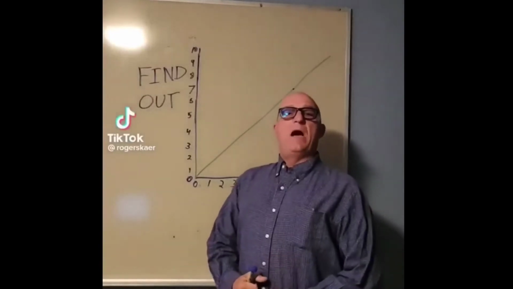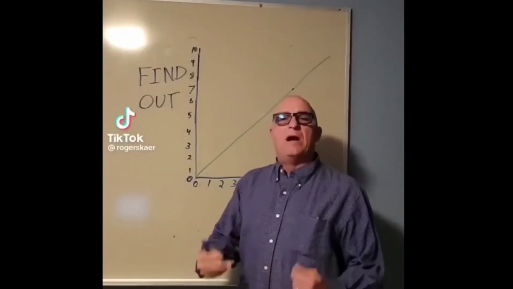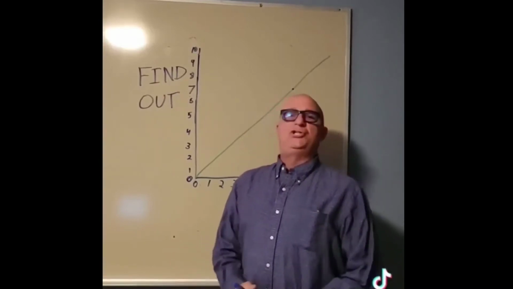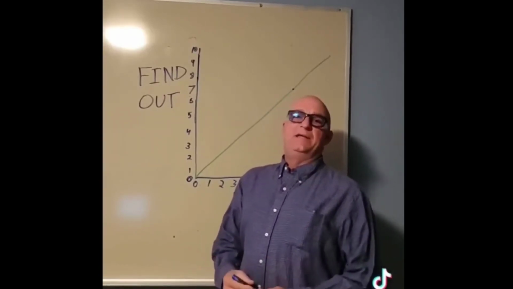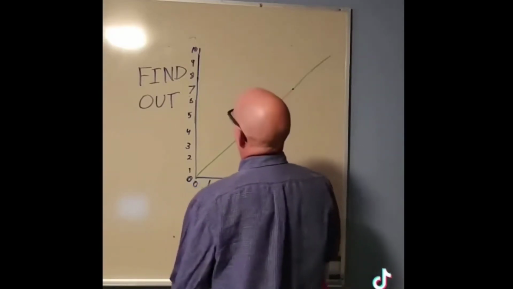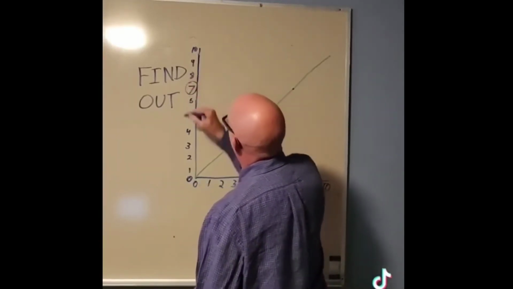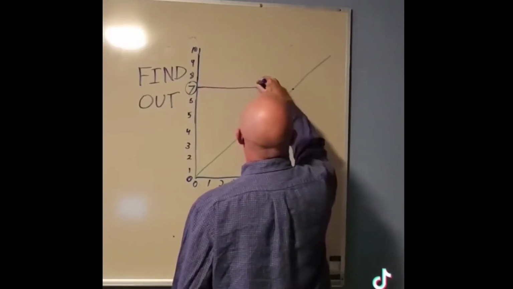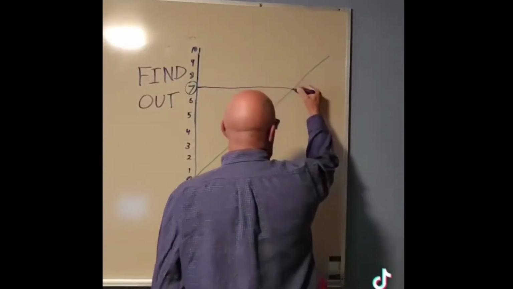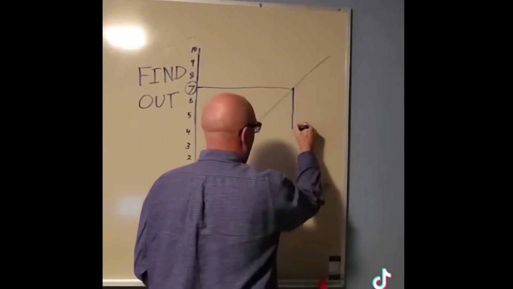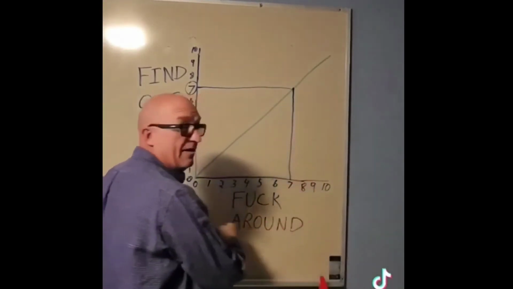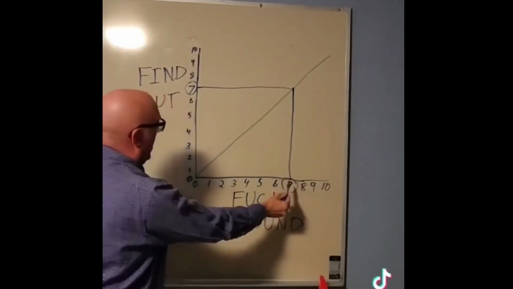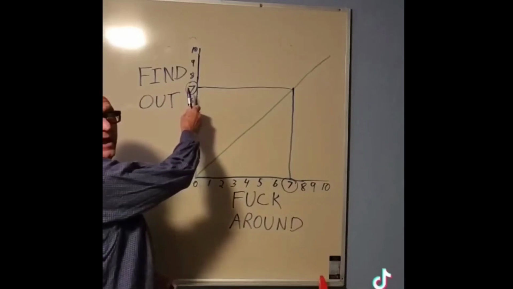All right, today we're going to talk about how we can find out and how much we can find out and what it takes to get there. So first we have to decide how much we want to find out. So let's say in this case, I want to find out at a level of 7. Okay, so I find that level on my graph and I come horizontally to my gradient line. Where it intersects with my gradient line, I'm going to come straight down to where it intersects with my fuck around line. Now that is going to tell me how much I have to fuck around to find out what I need to find out.